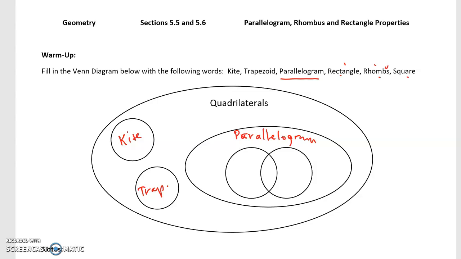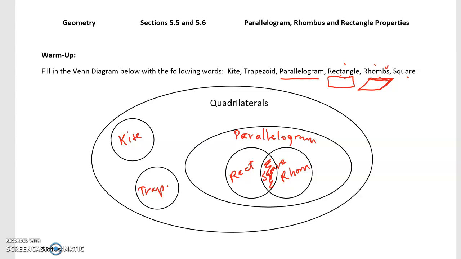Now when we look at this, remember, a rectangle is equiangular, and a rhombus is equilateral, and a square is both equiangular and equilateral. So that means rectangle goes in one circle, rhombus goes in another circle, and then square is actually the intersection or overlap of rectangle and rhombus. So square shares all the features of rectangle, all the features of rhombus, and all of those shapes share all the features of parallelogram.